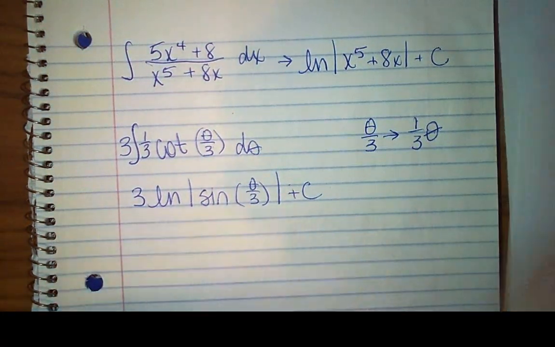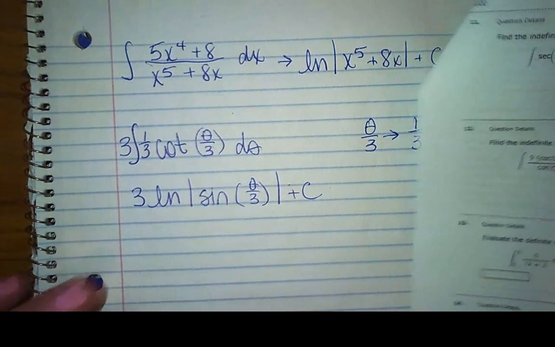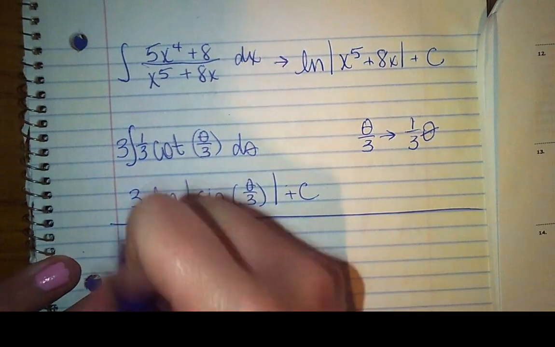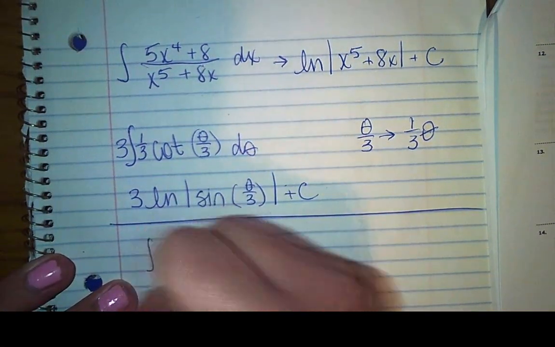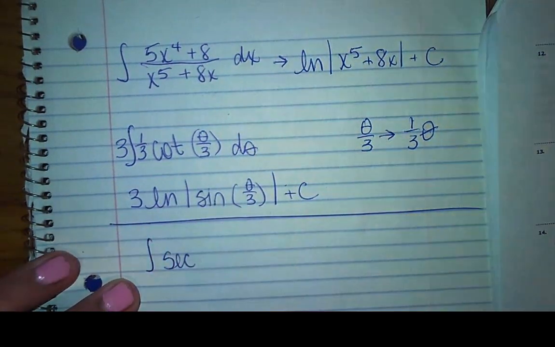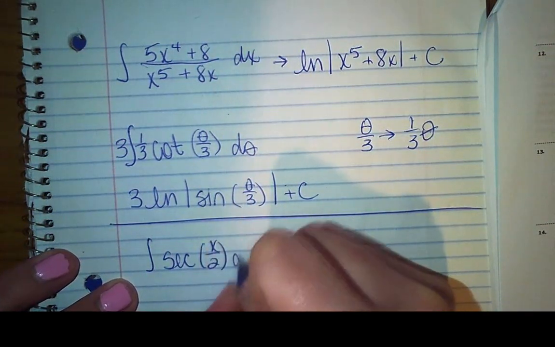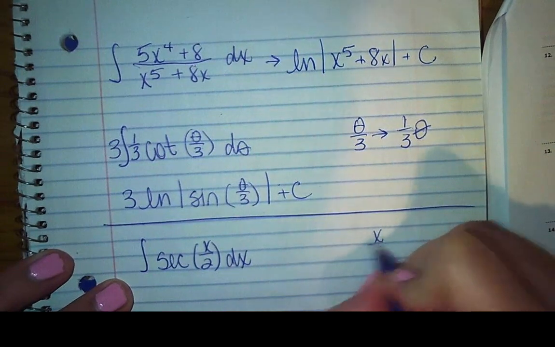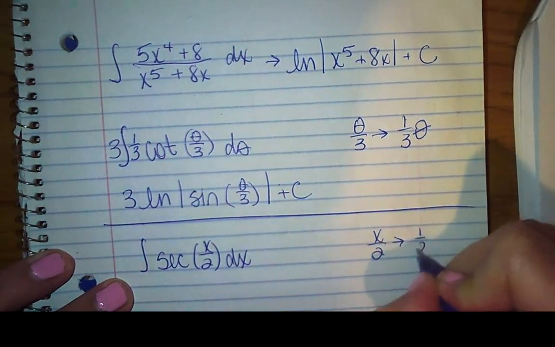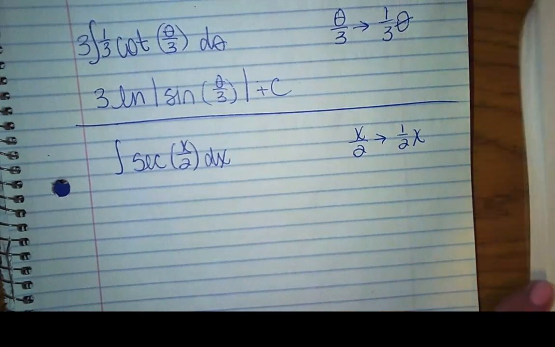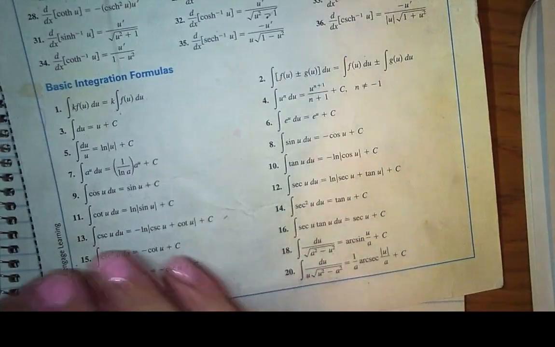That was number 10. We have number 11. So number 11 is going to be the integral of secant x over 2 dx. And remember that x over 2 is the exact same thing as a half of an x. Okay, so I know I'm going to have to use a little bit of substitution, a little bit of balancing. So look on your handy dandy sheet.